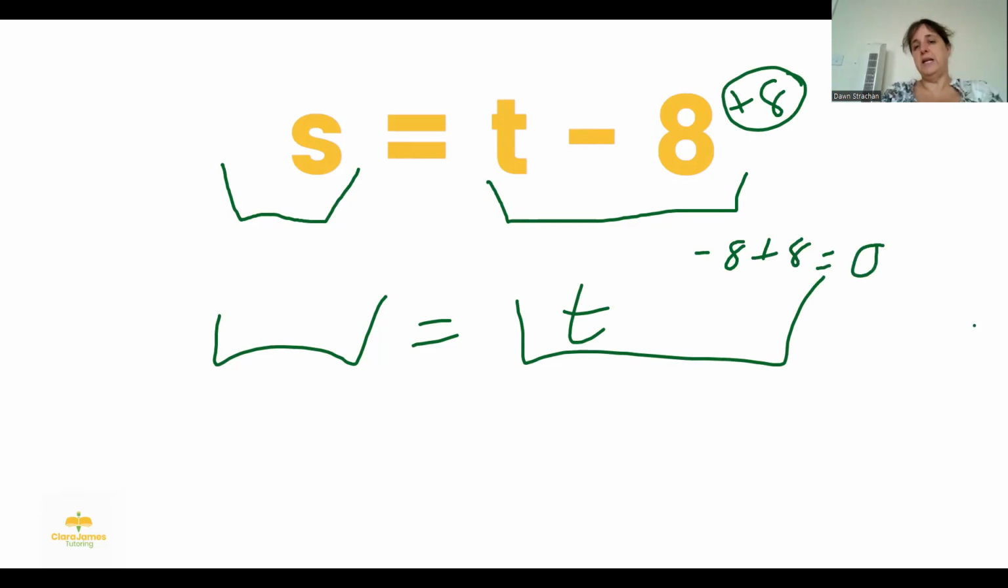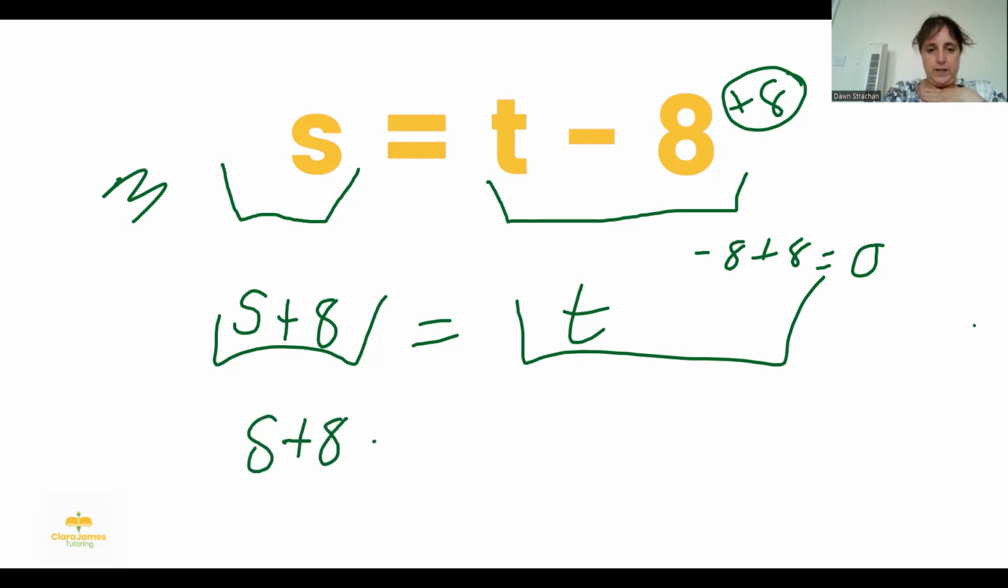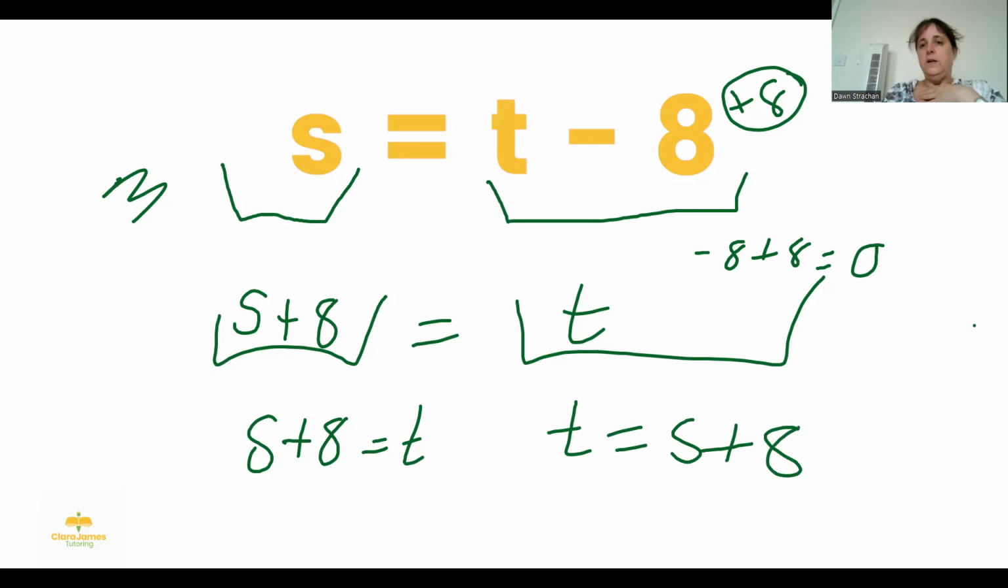So I've only got the T on this side. But once again, now this side is affected, so we need to add 8 to this side as well to keep them both balanced, and that will give us our answer. So therefore we've got S plus 8 equals T, or that can also be written as T equals S plus 8. Okay, hope that makes sense.